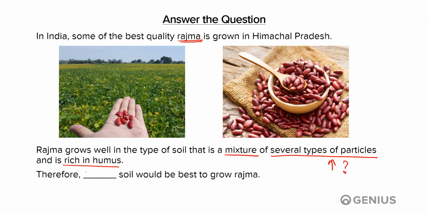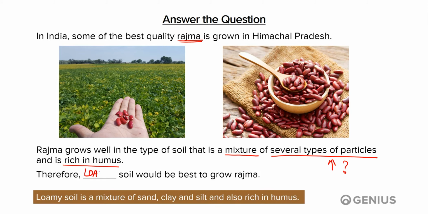Loamy soil. It is the loamy soil which is a mixture of sand, clay and silt. And loamy soil is also rich in humus. So the correct answer is loamy.